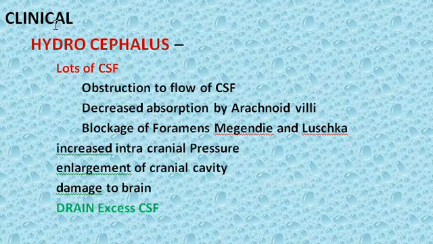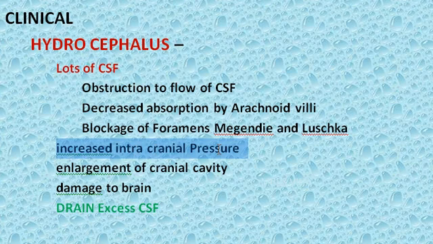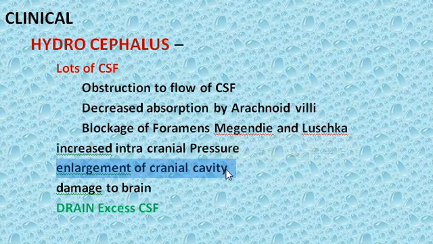Now let us look at some clinical aspects for cerebrospinal fluid. The first one is hydrocephalus. I'll tell you first why it happens. There is a lot of cerebrospinal fluid, and there are a lot of reasons for that. We'll come to that. Because of this, there is increased intracranial pressure, correct? Lots of CSF, increased pressure. Enlargement of the cranial cavity and damage to the brain can happen.